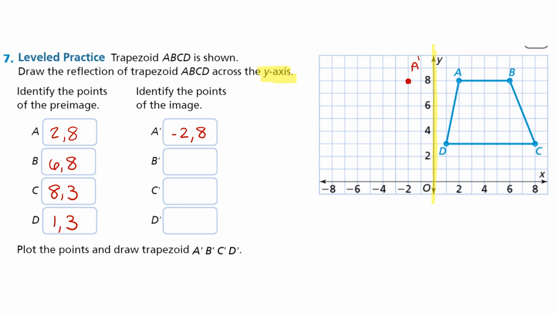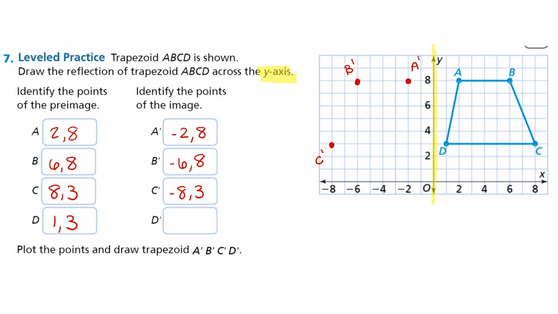For letter B, we can see that point B is 6 units away from the y-axis. So again, we would count 6 squares away from the y-axis on the other side, labeling it B prime, labeling our point as (-6, 8). Point C is 8 units away from the y-axis, so we would cross it and count 8 units away, labeling that C prime, and labeling our point as (-8, 3).